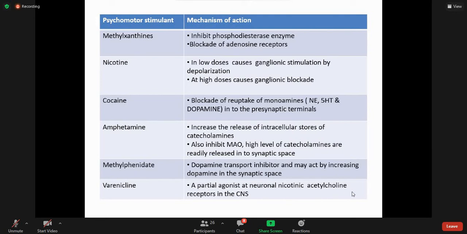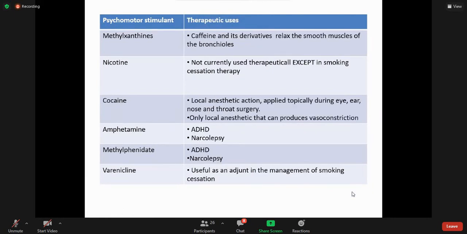Now the therapeutic uses. Methylxanthines, caffeine, we have already discussed, and its derivatives relax the smooth muscles of the bronchioles, right? Nicotine is not currently used therapeutically except in smoking cessation therapy, like using nicotine gums and nicotine transdermal patches, right? Cocaine has local anesthetic action, and is applied topically during eye, ear, nose, and throat surgery.